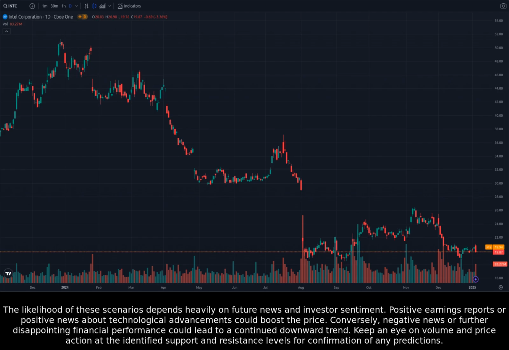The likelihood of these scenarios depends heavily on future news and investor sentiment. Positive earnings reports or positive news about technological advancements could boost the price. Conversely, negative news or further disappointing financial performance could lead to a continued downward trend. Keep an eye on volume and price action at the identified support and resistance levels for confirmation of any predictions.